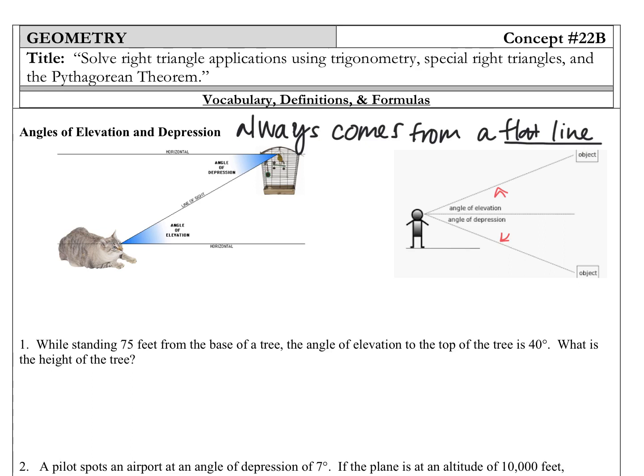Angle of elevation needs to go from this horizontal line and up. Angle of depression has to go from that horizontal line and down. And if it doesn't do that, then it's not an angle of depression. Z-theorem. It's not Z-theorem. Kind of, actually. But we're going to call it that.